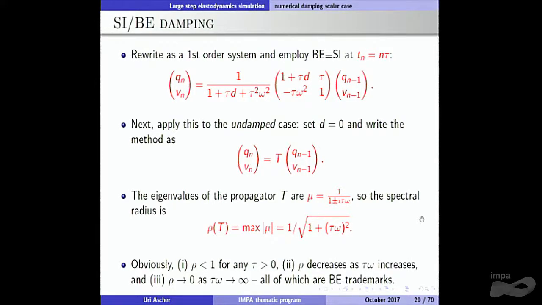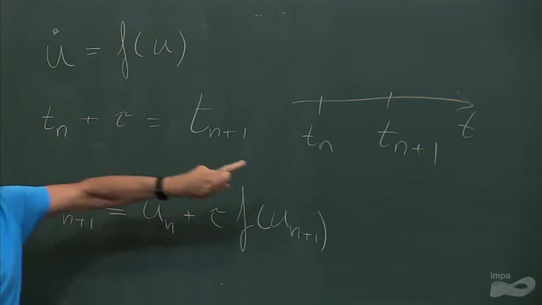Let's not set D to be 0 yet. Let's write backward Euler, which is the same as semi-implicit, because this one Newton iteration is the same when it's linear. So we have that the solution at time n is equal to this matrix times the solution at time n minus 1. I wrote here from Tn to Tn plus 1, but it's the same thing from Tn minus 1 to Tn.